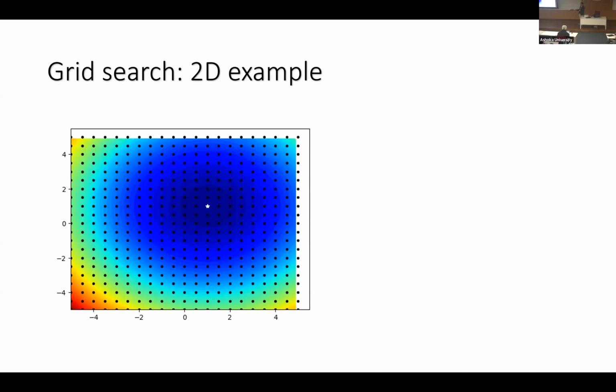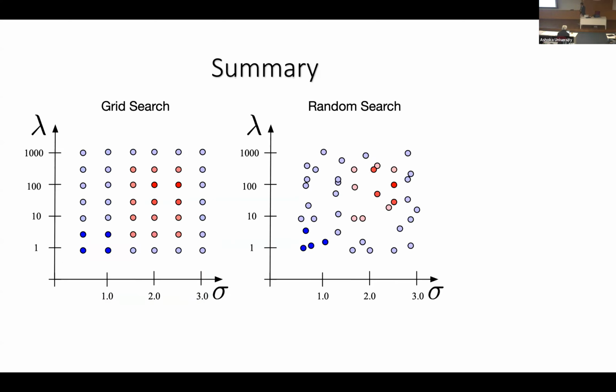If you do it in 2D, the grid would look something like this. You have to take samples such that both dimensions are covered, right? So in summary, the grid search would be something like this. You are searching the point here. Random search would be something like this, right? Just taking random points and finding the minimum.